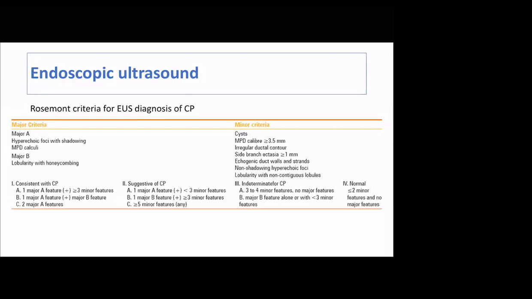To be consistent with the diagnosis of chronic pancreatitis لازم عندنا one major A feature plus 3 or more minor features, or one major A feature and major B feature, or 2 major A features.